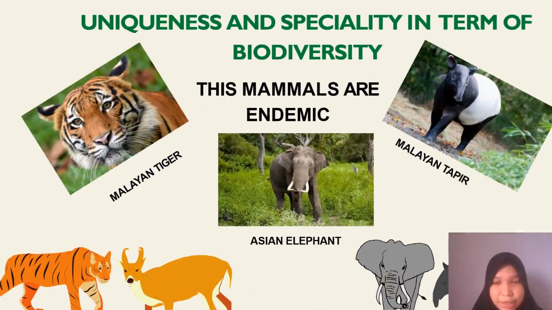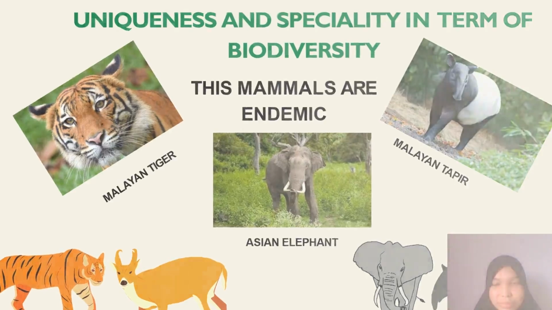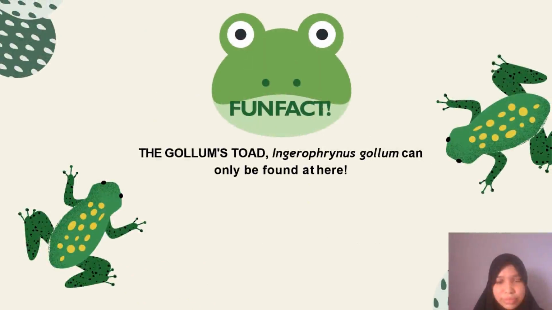Next is about the uniqueness and the speciality in terms of biodiversity at this place. So we have these three mammals, which are the Malayan tiger, Asian elephant and Malayan tapir. These mammals are endemic. Endemic means native and restricted to a certain place. So we can find these animals in our country, which is Malaysia. The fun fact about this place is the golden toad can only be found here.